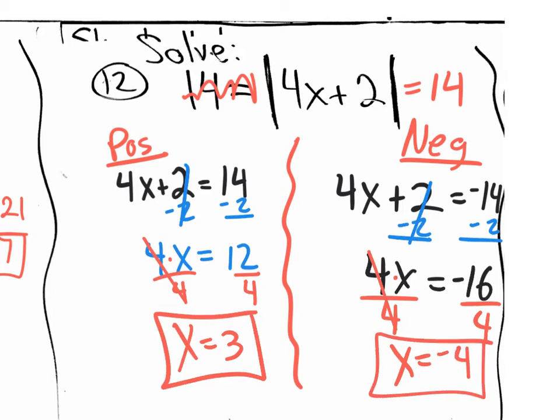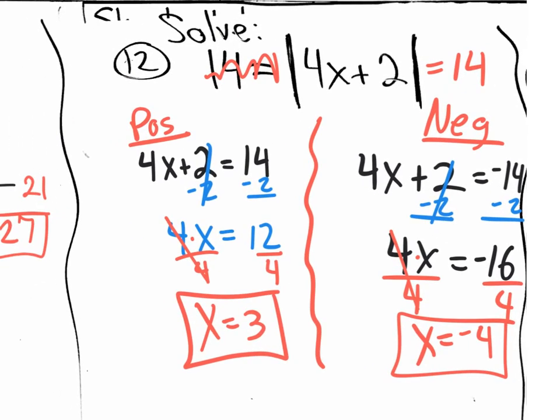So you have two answers on number 12, positive 3 and negative 4. You need both to get credit. I believe on the multiple choice answers, they also graph these answers on a number line. So at the positive 3, you have a solid dot there. At the negative 4, you'll have a solid dot there.